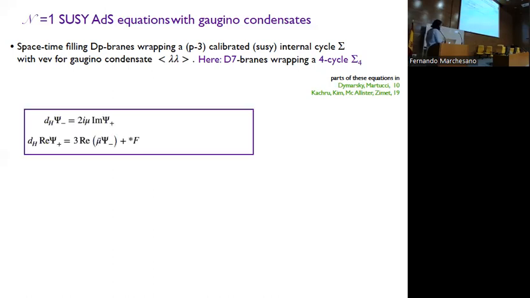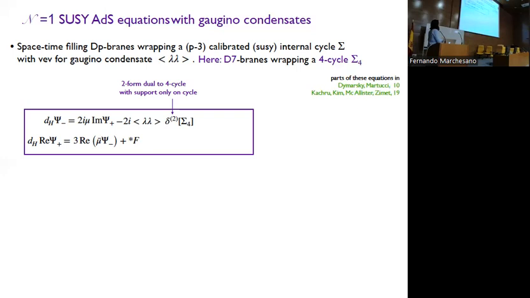So these were the equations that I showed before without the gaugino condensate. And with the gaugino condensate, actually it was Dymarsky and Martucci, the first ones who thought about this and who proposed a generalization of this. And this is also discussed in this paper by Kachru, Kim, McAllister, and Zimet. And they were both almost there. It's just that there are different approximations that one does, and what we got are the general equations in pure spinor generalized complex geometry.